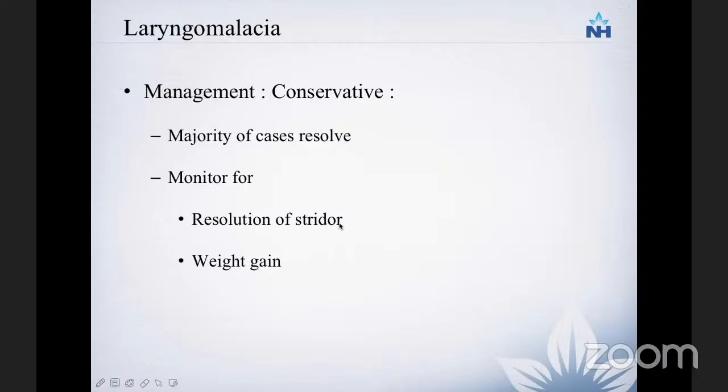And also the child will have feeding difficulties, because there will be a suck-rest-suck cycle. The child will not be feeding properly. So all these things will cause weight loss. So yeah, we have to look for that in our day-to-day practice.